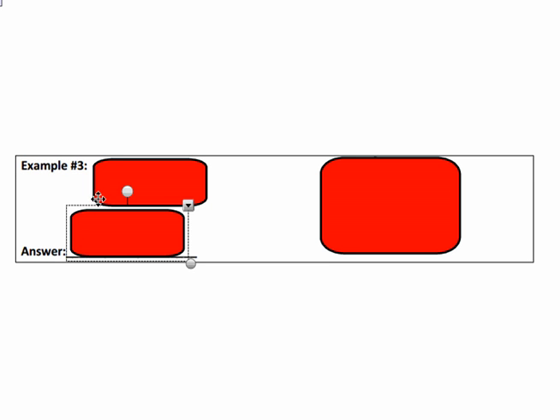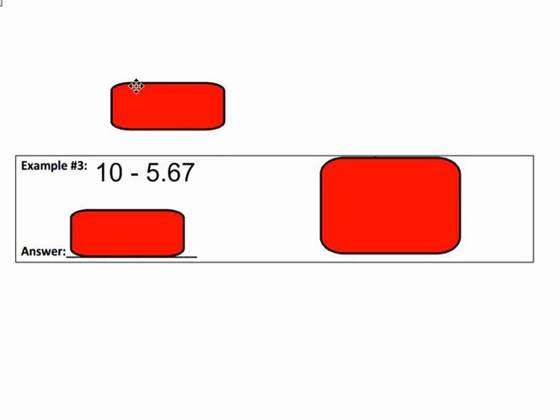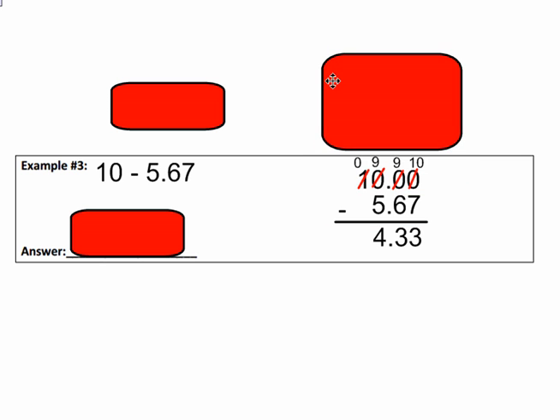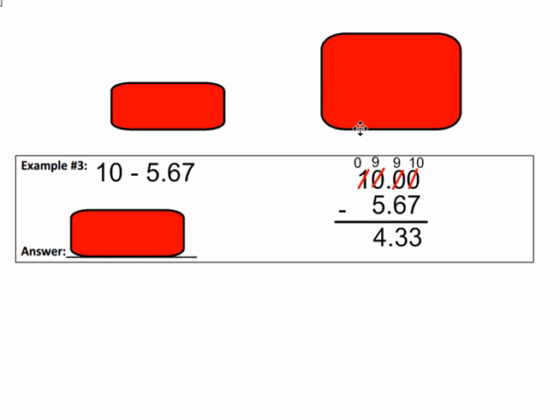Our third example: 10 minus 5 and 67 hundredths. In the work, you're going to put 10 on the top and 5 and 67 hundredths on the bottom. It is assumed after every whole number that you have a decimal point right here. That decimal point is really important because it tells you how to line up the numbers.